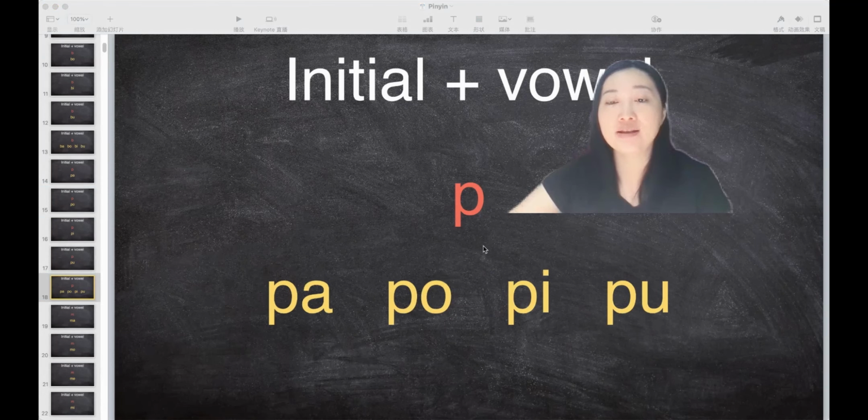So once again, the red one is the initial, and the yellow ones from left to right. Pa, Po, Pi, Pu.